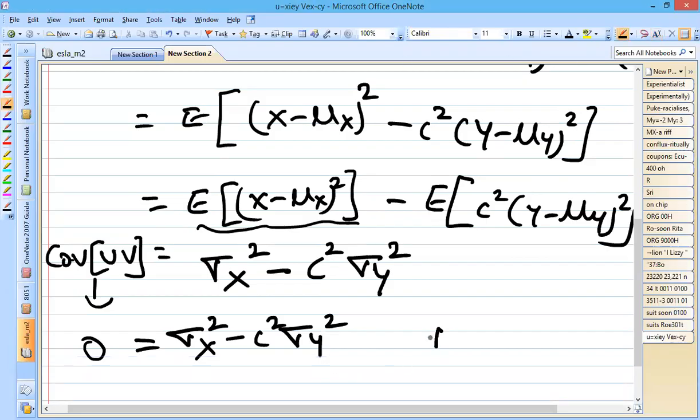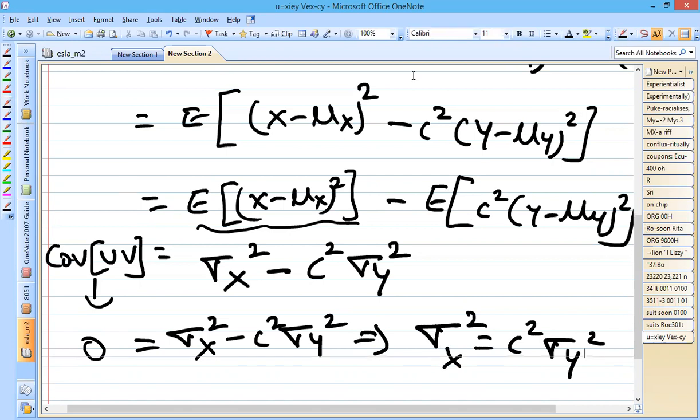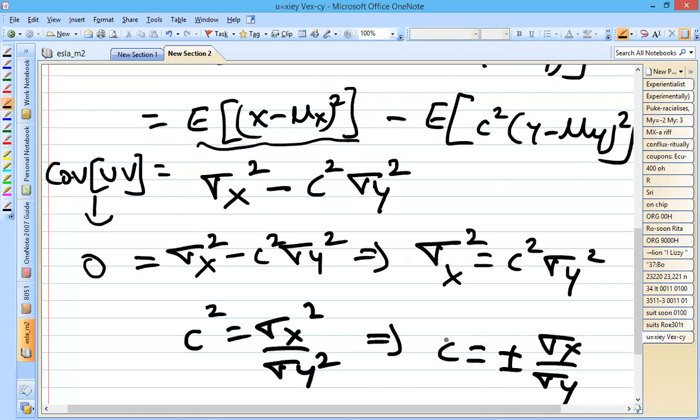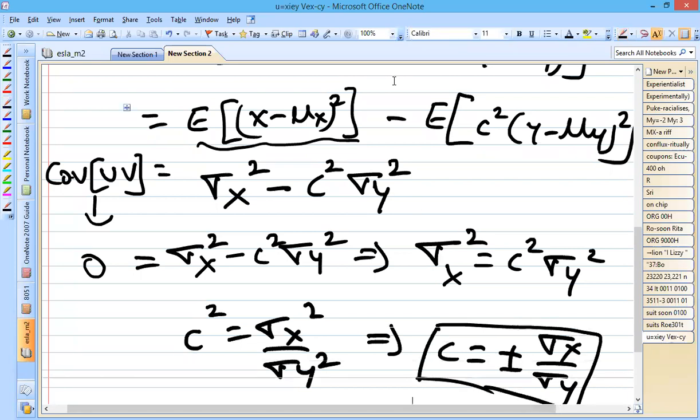What you can write: sigma x square is equal to c square sigma y square. So from this you can get the value of c. So here what we get, c square is equal to sigma x square divided by sigma y square, which implies that c is equal to plus or minus sigma x by sigma y. So for this value of c, we can have the random variables u and v as uncorrelated.